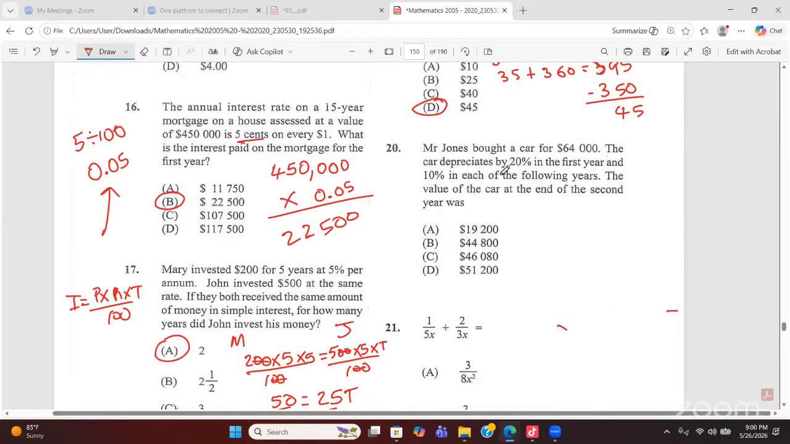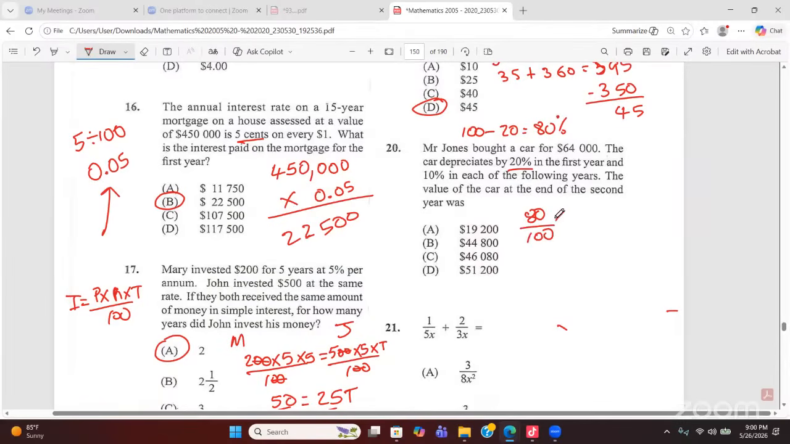So first it says it depreciates by 20% in the first year. 20% means you can work it out many ways, people. You can find it and subtract it, or you can say 20% comes off, so 80% is what you want. So we can find 80% of it. Allow me to find 80%, please.